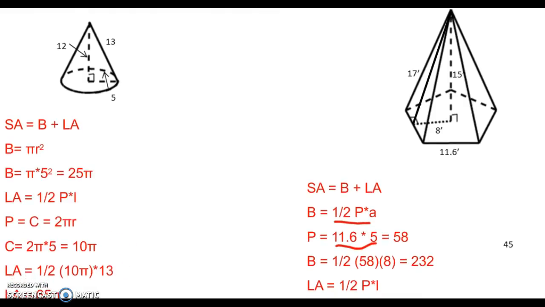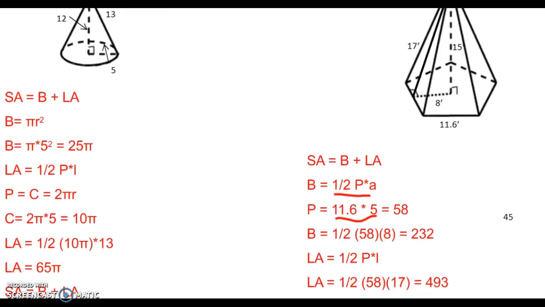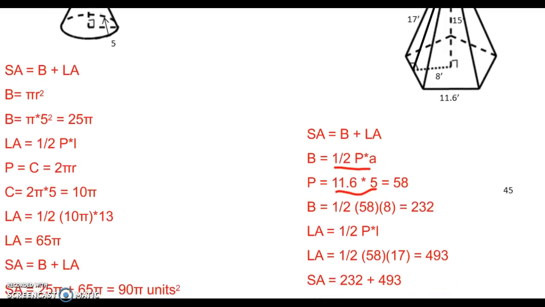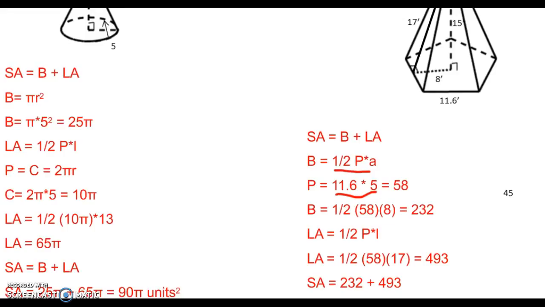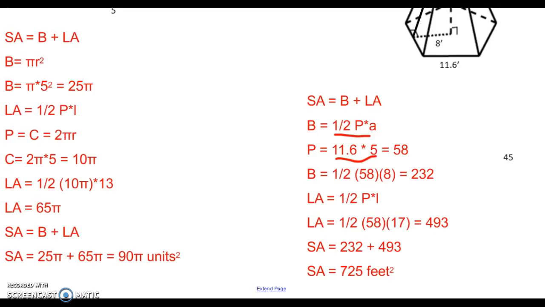My lateral area is 1/2 perimeter of the base times the slant height. Well, good news, guys, we just calculated perimeter a minute ago when we were doing base area, and we got 58 for the perimeter, so I can plug straight in. 1/2 times perimeter times slant height gets me 493. So my surface area is simply the sum of those two things added together, my base area and my lateral area. I add them together to get 725 feet squared.